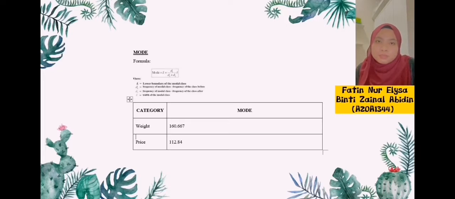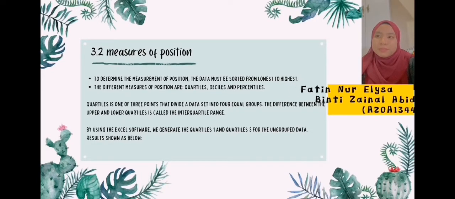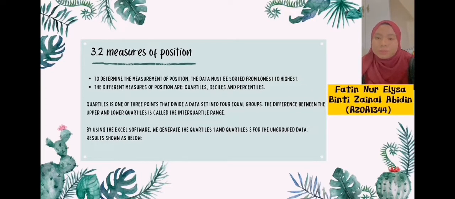The last is mode. Mode for weight calculated using the mode formula is 116.667, and mode for prices is 112.84. Next point is 3.2, the measures of position.